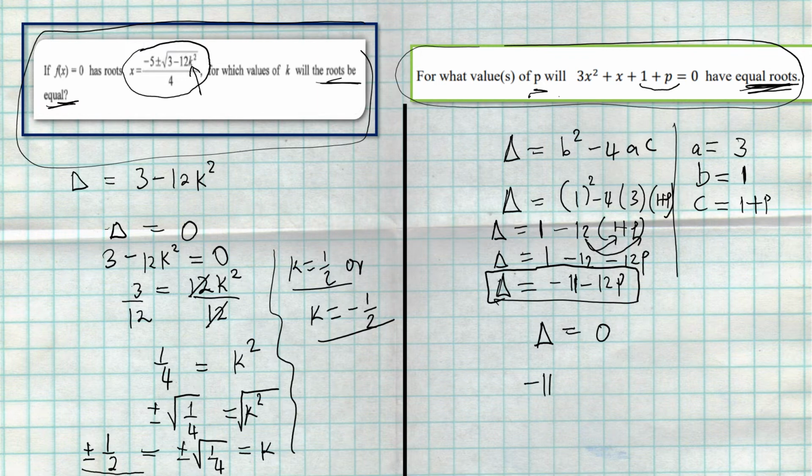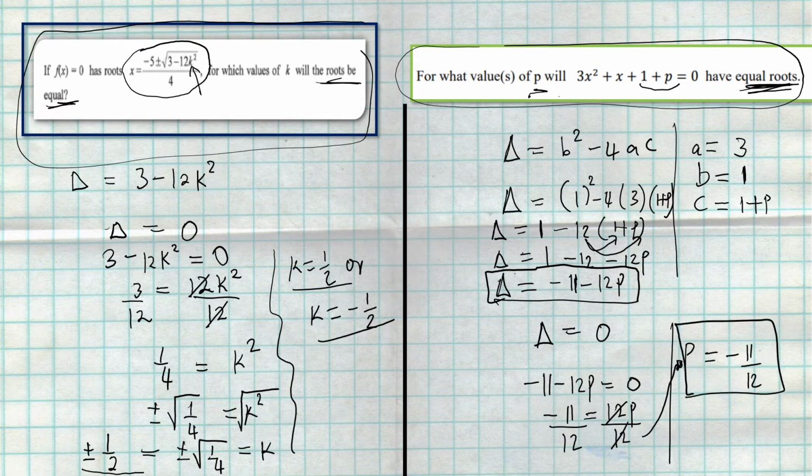Where there is delta, I can substitute minus 11 minus 12p is equal to 0. And then solve for what? And then solve for p. Then by taking minus 12 to the other side, 12p divided by 12, divided by 12. Then p is going to be equal to minus 11 over 12. It means that when p is equal to minus 11 over 12, then the roots are going to be equal.